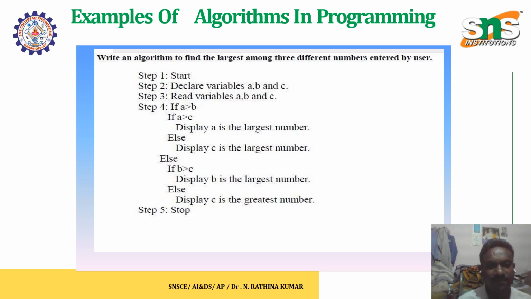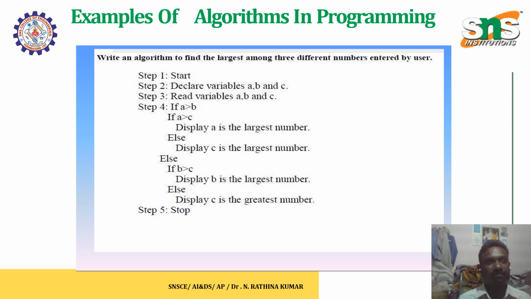The question is: write an algorithm to find the largest among three different numbers entered by the user. If the user enters three numbers, the program should find which one is the largest. So how do we write an algorithm for this problem? I already said start and stop are a must for any algorithm. So step one is Start. In our example, we need three variables, so we declare three variables A, B, C. The next step is we read those three variables.